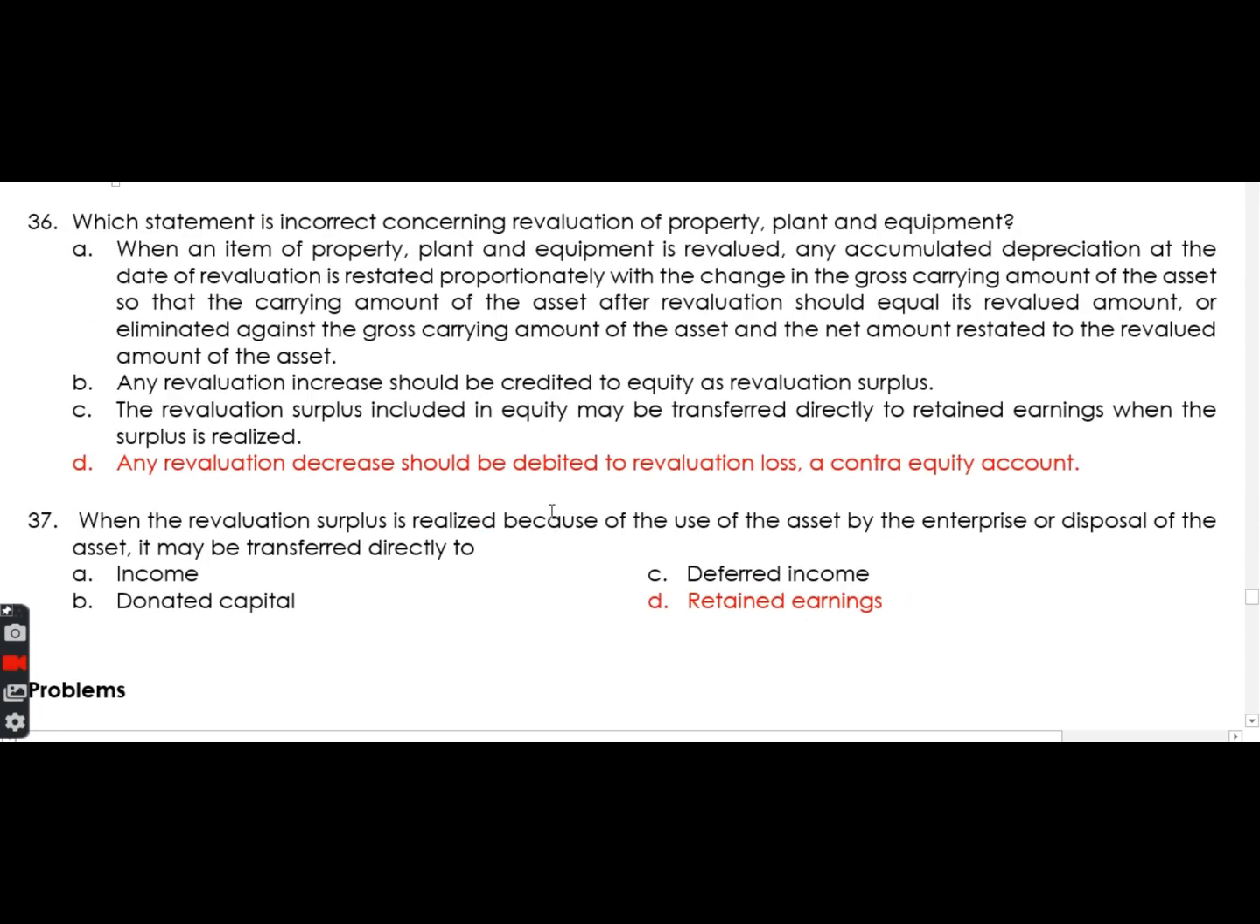Next, which statement is incorrect concerning revaluation of property, plant, and equipment? Okay, anong incorrect daw? So, ang incorrect ay ito, any revaluation decrease should be debited to revaluation loss, a contra equity account. Mali, di ba? Kapag nag-decrease ng revaluation, ibangga mo muna sa revaluation surplus. Tapos kapag hindi na kayang i-absorb ng revaluation surplus, magiging impairment loss. So, mali na tong question na to.